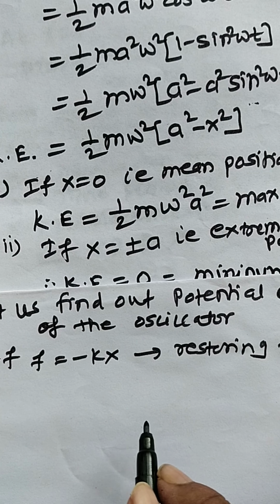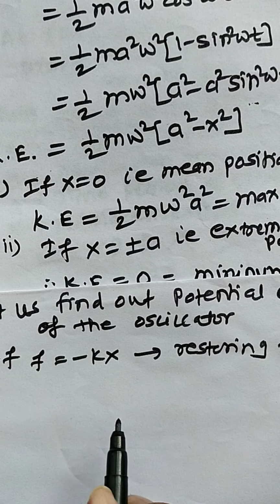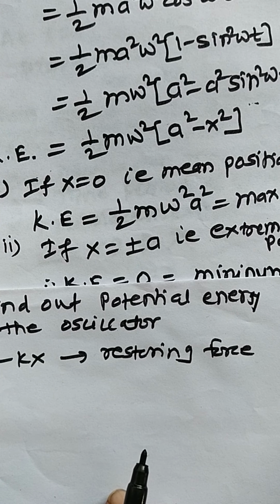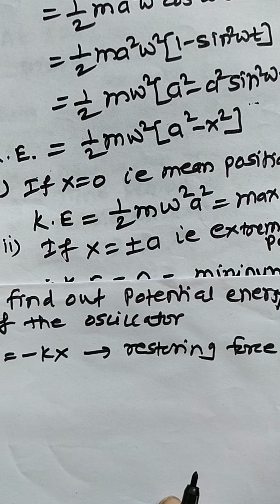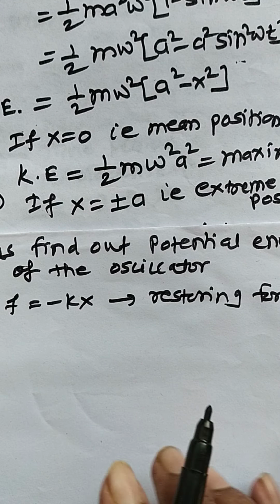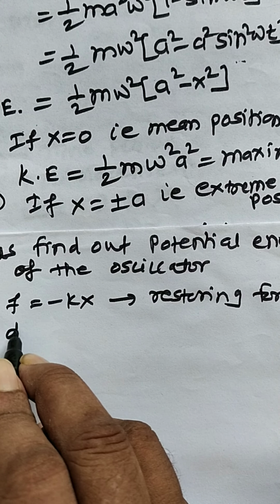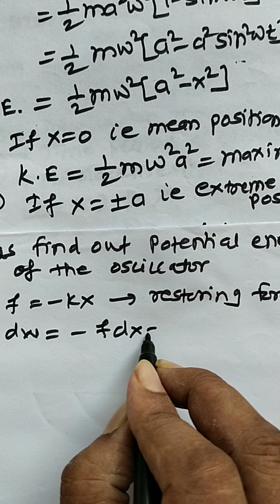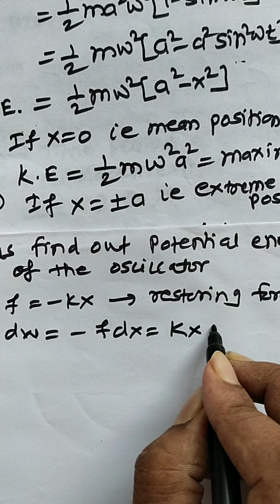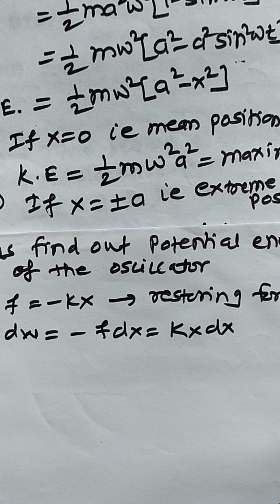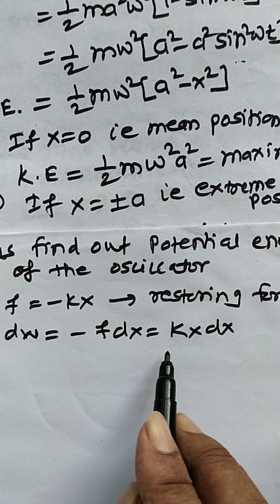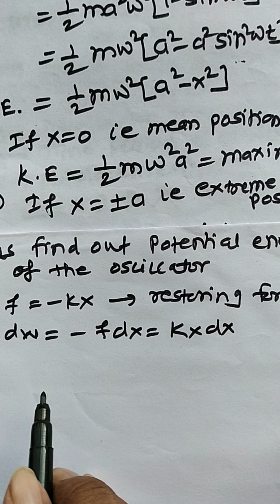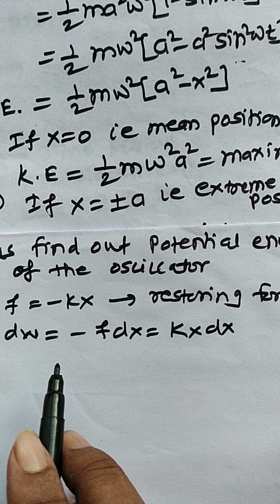Restoring force acting on the particle, and then work done against this force for producing a further displacement dx. This work done is given as dW, and that is equal to minus F dx, which is equal to kx dx. The negative sign shows that the work is done on the particle.